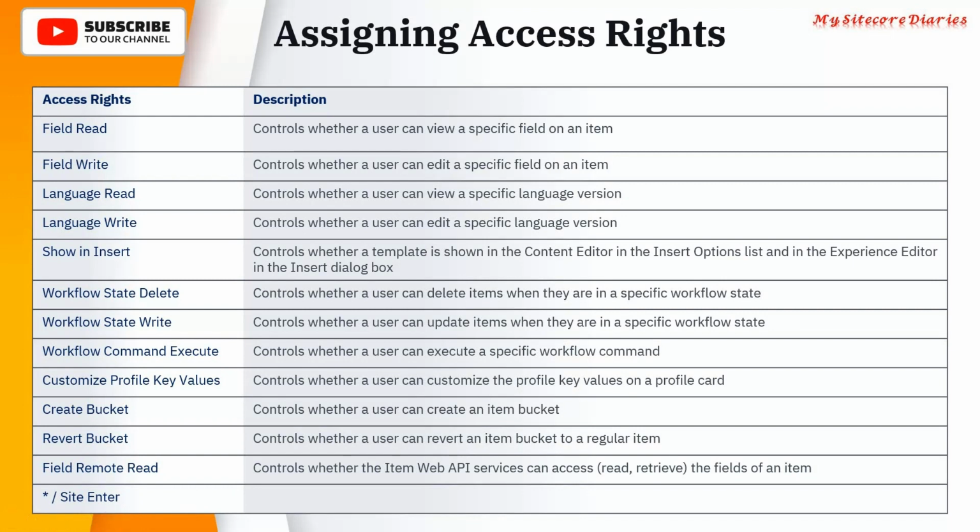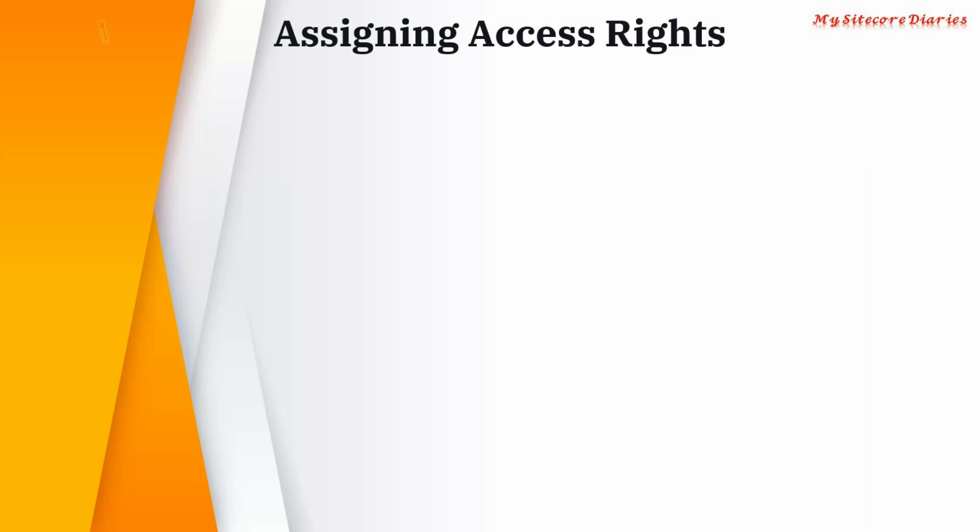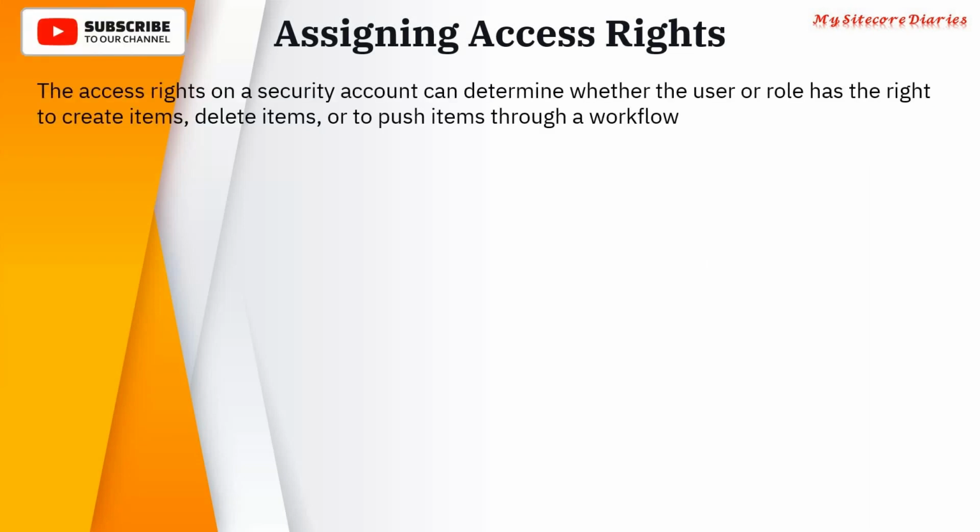So these are the assigning access rights. A few are shown on the screen by default, and the others are added if required. Just go to the ribbon, right click, and you can select which access right you want to show. Okay, so let's move to the next topic. Let's see how these access rights are assigned.